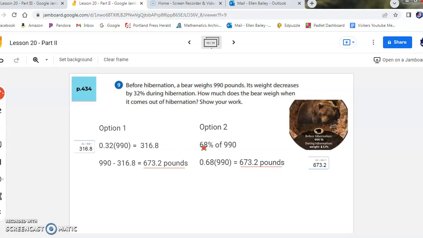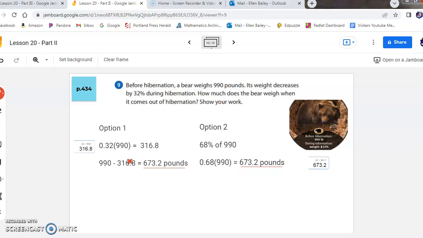But what I did is, well, I figured out, if this bear has lost 32% of its weight, then how much weight does it still have? Well, it still has 68%. I just did a quick 100 minus 32. So 100 minus 30 is 70, and then take away 2 more, so that lands you at 68. So 68% of 990 is 0.68 times 990. I did that right here in the calculator and got the same answer.